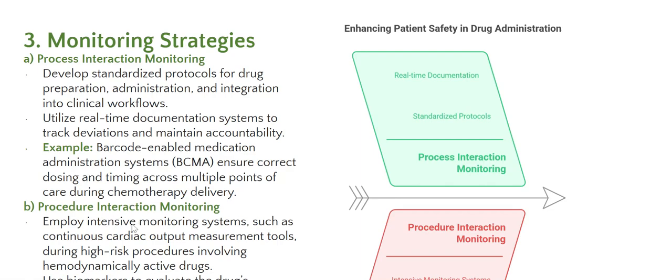Procedure interaction monitoring, employ intensive monitoring systems such as continuous cardiac output measurement tools during high-risk procedures involving hemodynamically active drugs. Use biomarkers to evaluate the drug's interaction with procedural environments such as bleeding risks during anticoagulant therapy. Example, serum potassium levels are monitored during surgeries involving high dose diuretics like furosemide.